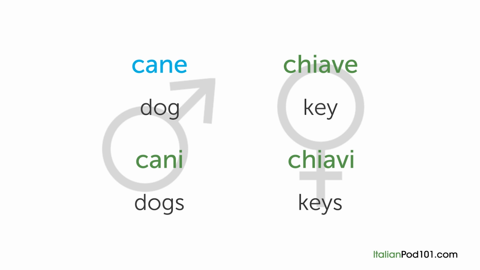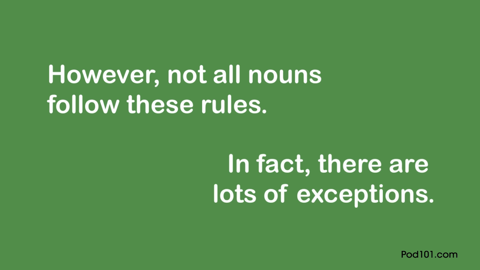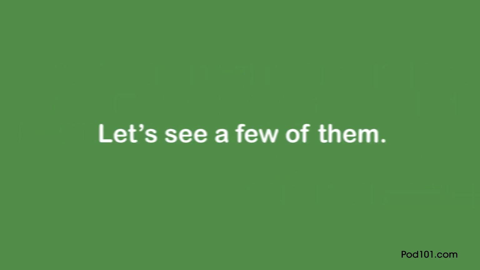Let's take cane, for example, which means dog, and is masculine. The plural form is cani. Similarly, the plural of chiave, a feminine noun meaning key, is chiavi. However, not all nouns follow these rules. In fact, there are lots of exceptions. Let's see a few of them.